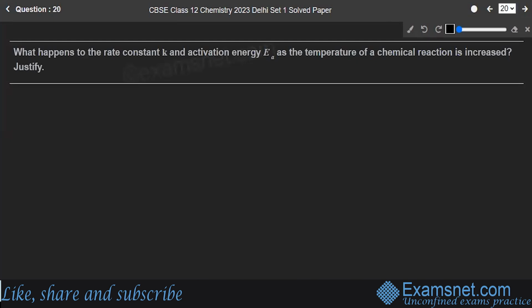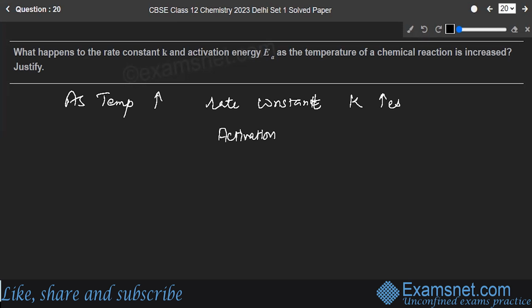What happens to the rate constant K and the activation energy Ea as the temperature of the chemical reaction is increased? You have to justify your answer. See, as the temperature of the chemical reaction increases, rate constant K also increases, whereas activation energy decreases.